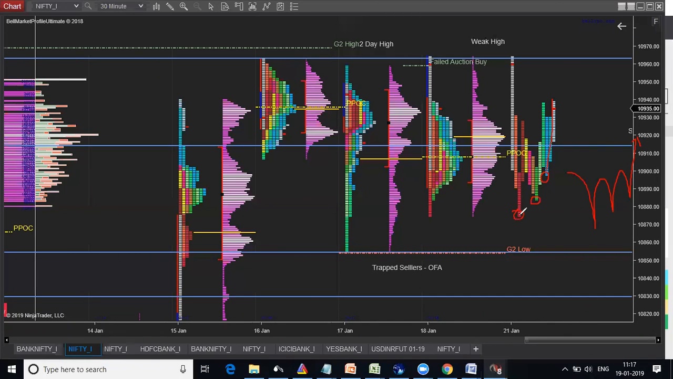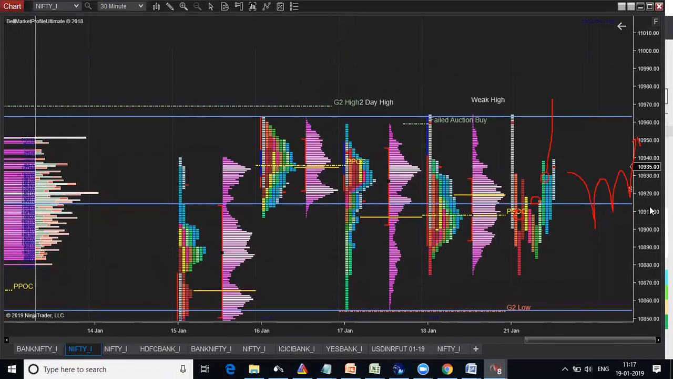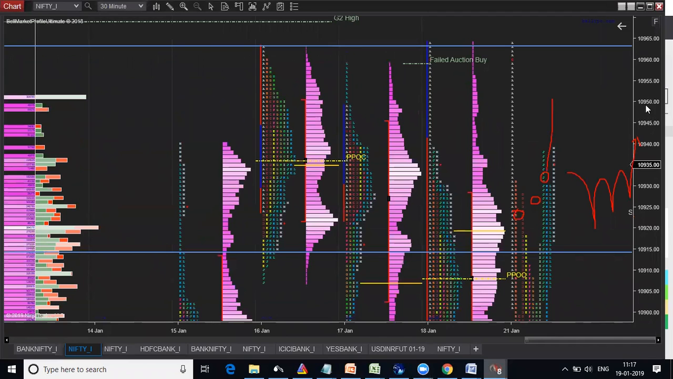So this is one information that you are going to look into. We are very close to the top, maybe. But at the same time, it's not ended, because we are having a weaker high over here. What is a weaker high? Can anybody explain what is a weaker high?